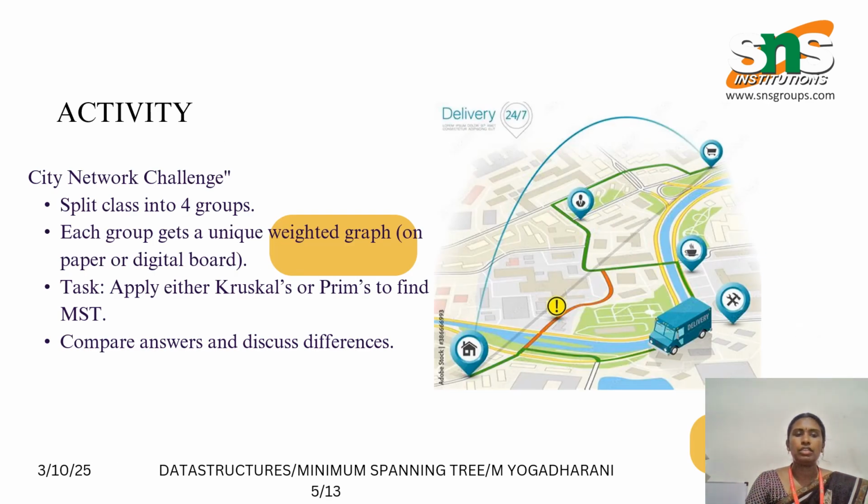And the next is the activity. To make it practical, I will divide you into groups. Each group will receive a graph representing a network of cities, and your job is to find the minimum spanning tree using either Kruskal's or Prim's algorithm. So think of yourselves as Ravi's team optimizing a real telecom network. Once done, we will compare results and discuss why different algorithms might still yield the same minimum spanning tree.